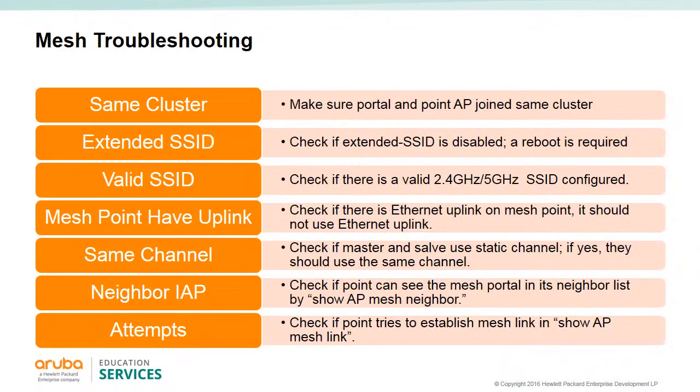Make sure the mesh IP is within radio range of the IP cluster. You can check if the mesh point is attempting to establish a mesh connection. Two commands that are helpful are show AP mesh neighbor to see the other IAPs, and show AP mesh link to see the establishment of the mesh link.